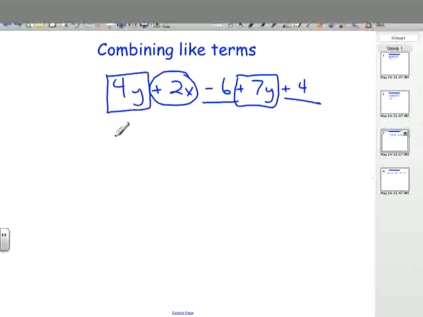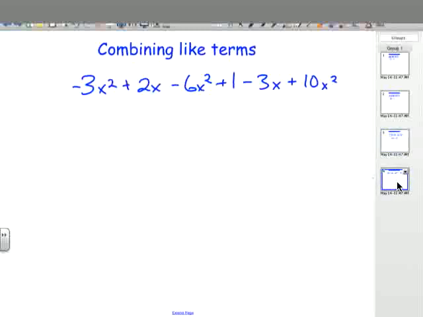So we'll start off with our y's. 4y and 7y. That makes 11 y's. Then 2 x's. And there's nothing else to combine it with, so I'm just going to leave it as plus 2x. Negative 6 and plus 4, it's going to give me a negative 2. And that's my completed expression now. It's as far as I can go. I can't combine y's with x's because they're different things, and I can't combine something without an x on it. That's as far as I can go with that one.